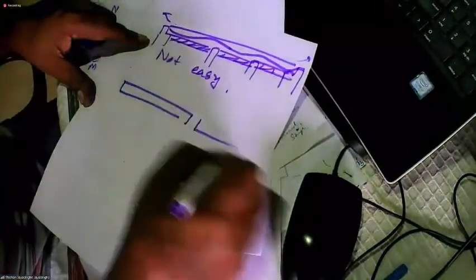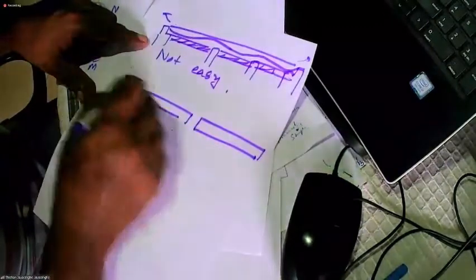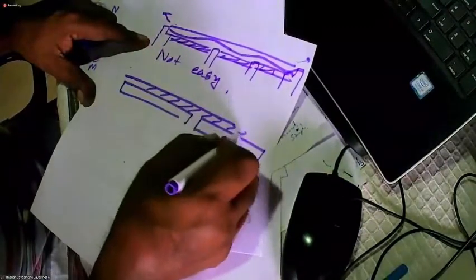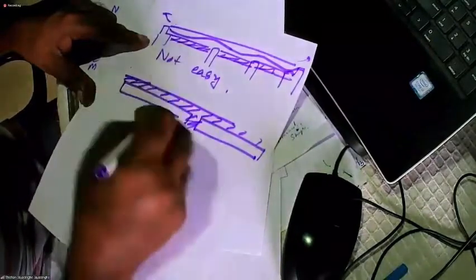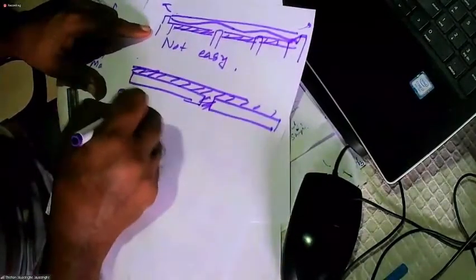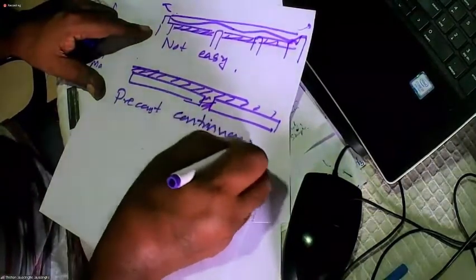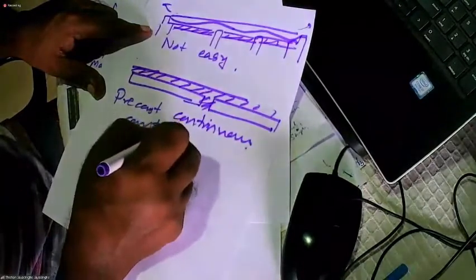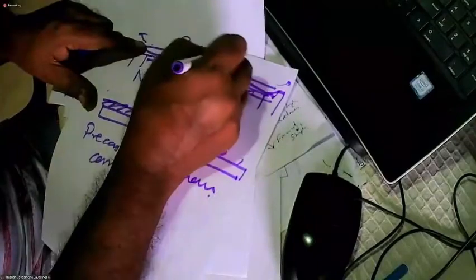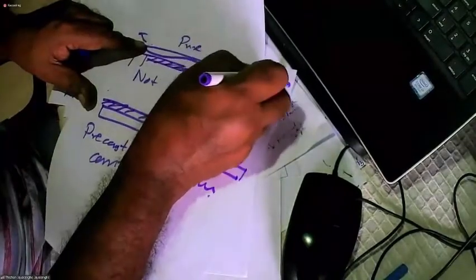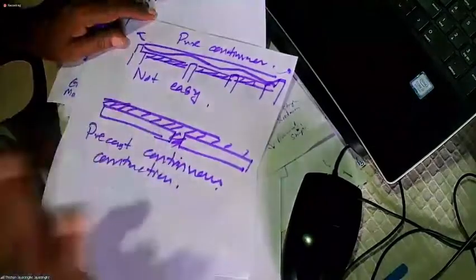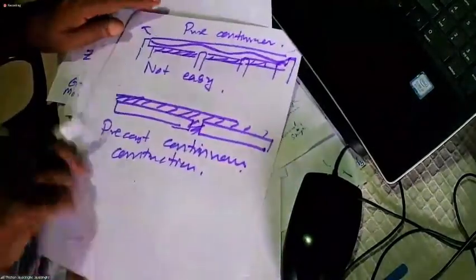Not easy. So that's why people have gone for this construction. Precast this, and using the topping, make it continuous. So we call this precast continuous construction. We call this one pure continuous. There's nothing precast in pure continuous, because this is precast construction.